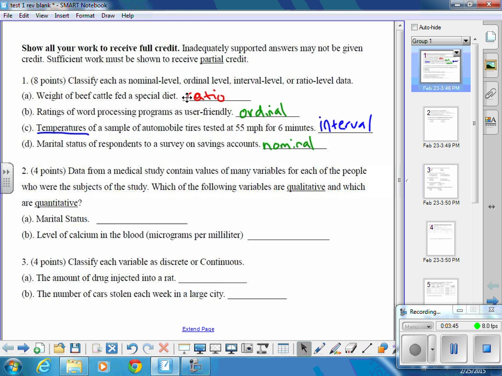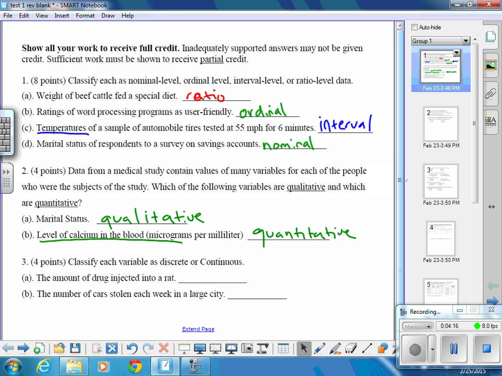All right, the next one is asking about data from a medical study. Are they qualitative or quantitative? If you're looking here, the first one is marital status, which is definitely going to be qualitative. The next one is asking the level of calcium in the blood. That's quantitative. Quantitative are things that you can put a number on. Qualitative are things that you cannot put a number on.